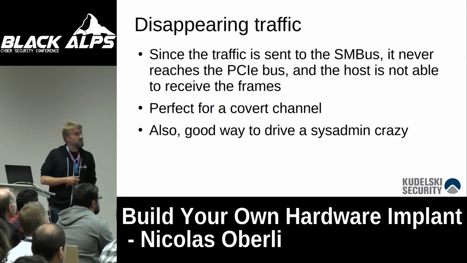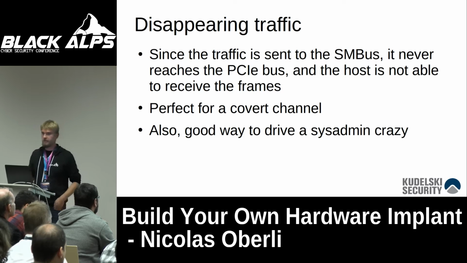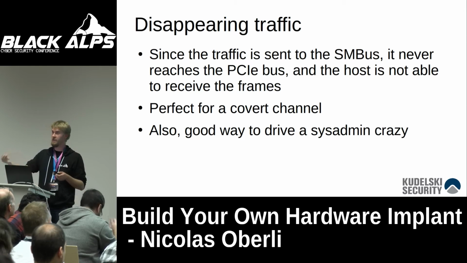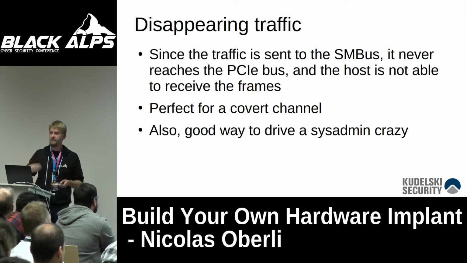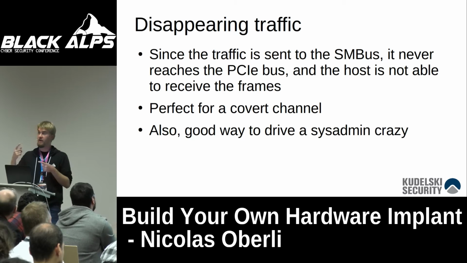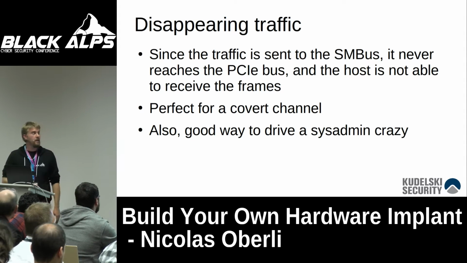So this is cool. In that case, we can create a really good covert channel because basically we just make some traffic disappear. So now, as an implant, we can receive some packets, process them, and send responses back to our C&C, for example.